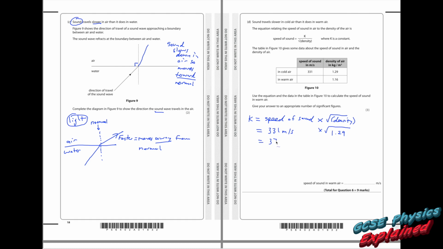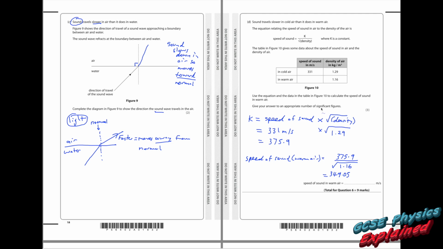So that equals 375.9. Now if we use that value to work out the speed of sound for warm air, that equals 349.05.